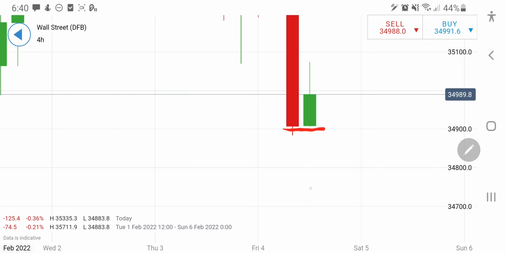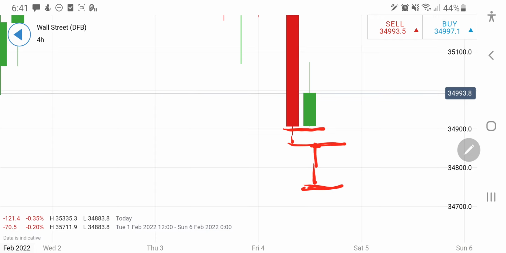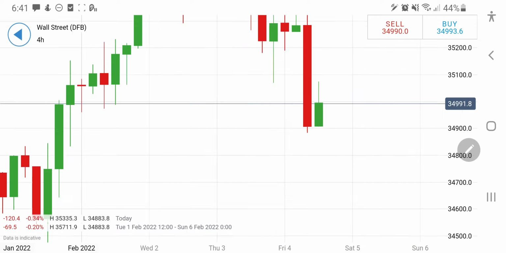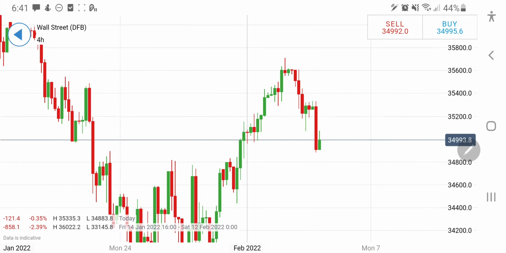Actually the nearest support for US30 here is at around 34,850 levels, which I think should provide a stronger support. Below that it should break strongly towards 34,750. Now 34,750 is another strong support level. Below that it is going to break tremendously. Mark my words, below that it is going to break tremendously.